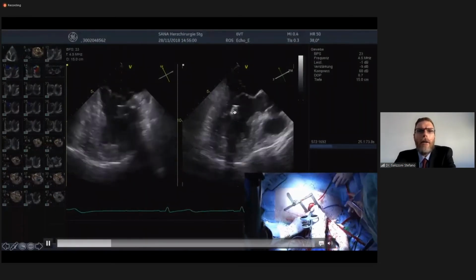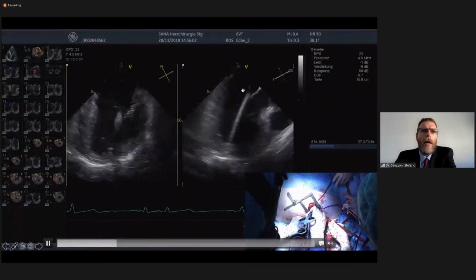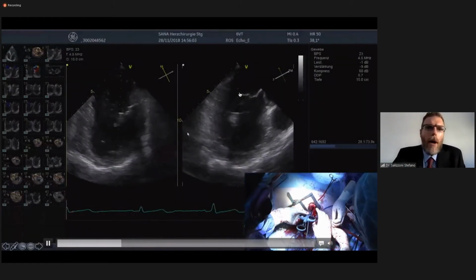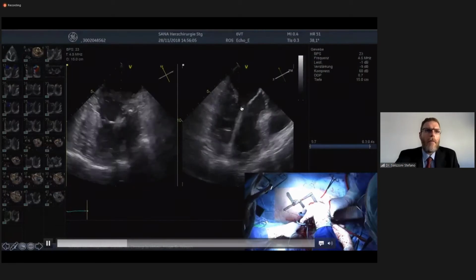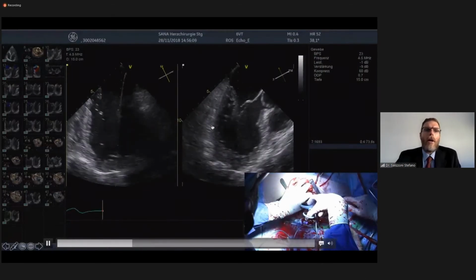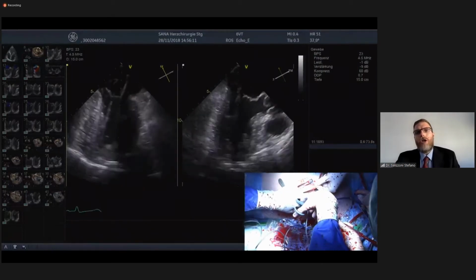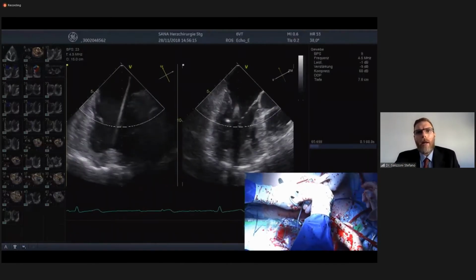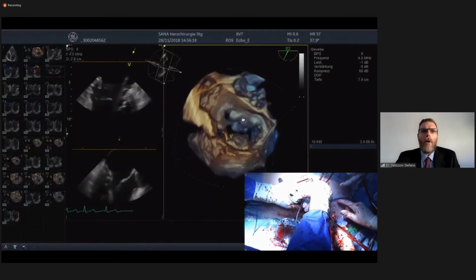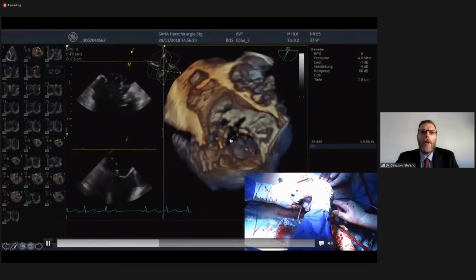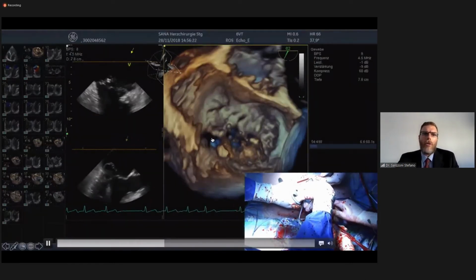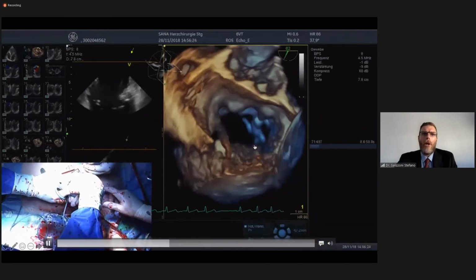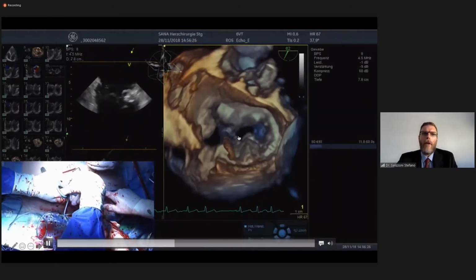And then under TE guidance, you pass the mitral valve. Then the echocardiographer switches to 3D images, so we can clearly see where we are with our instrument. Here it is, our instrument. Now we are in the lateral commissure. We have to move a little bit more central to grasp the prolapse, that is the central P2.